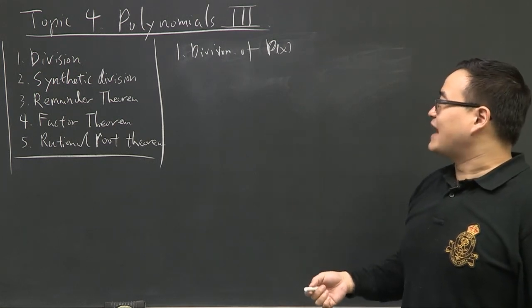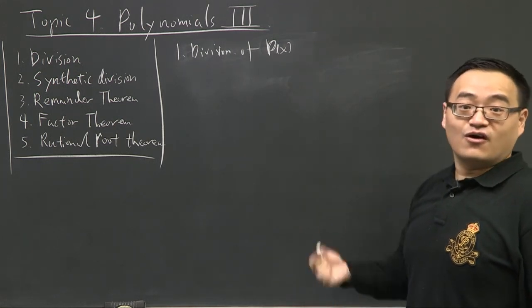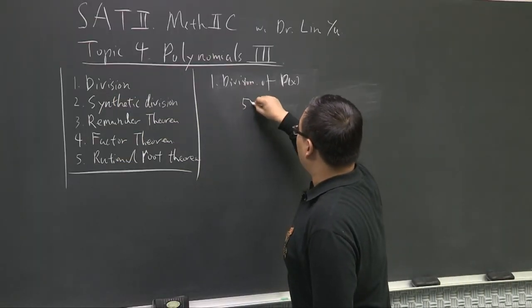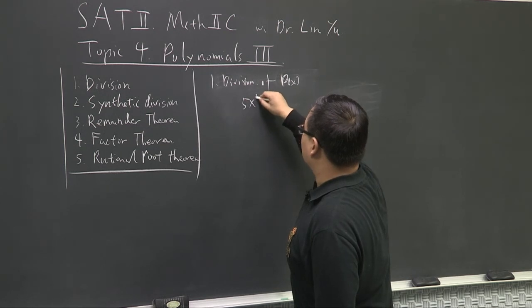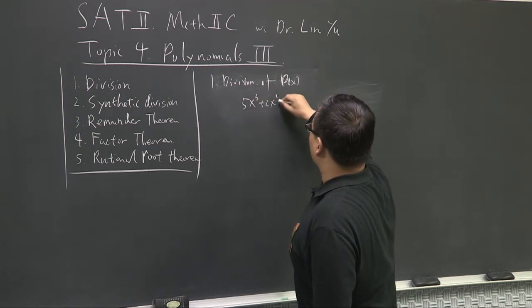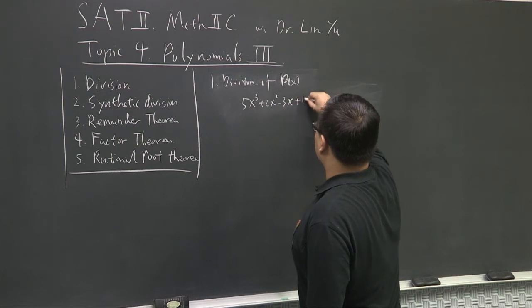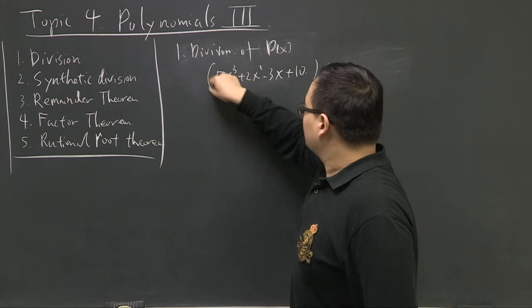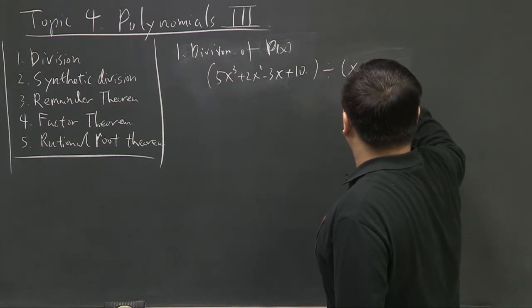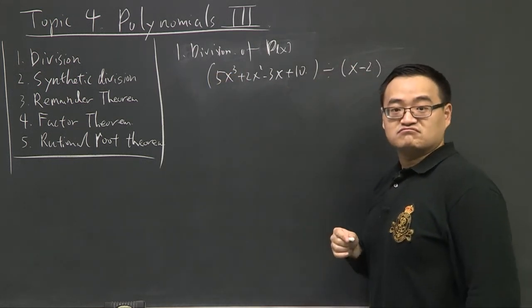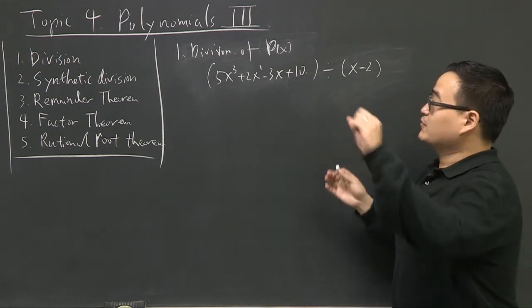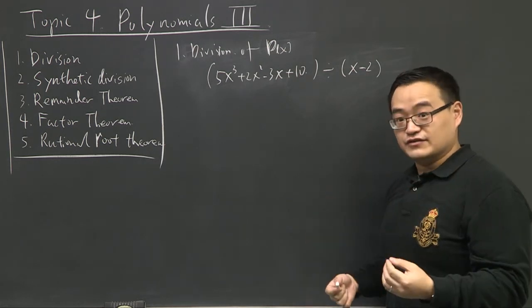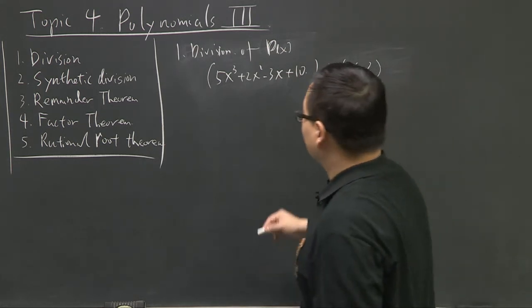The way you do this is actually the same way you do all divisions. Let's say I want to divide 5x cubed plus 2x squared minus 3x plus 10 by x minus 2. So keep that in mind. We're going to use this example throughout. So what do we do? Well, we literally do this like a regular division. That's the traditional approach. Let me show you how to do that.